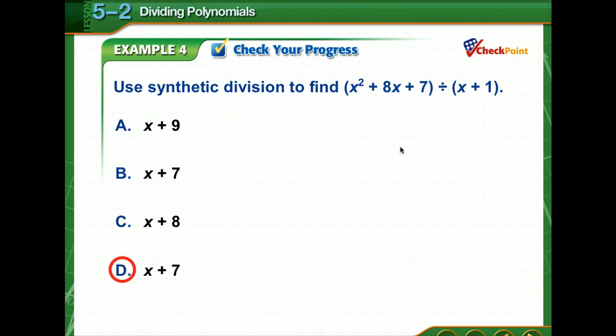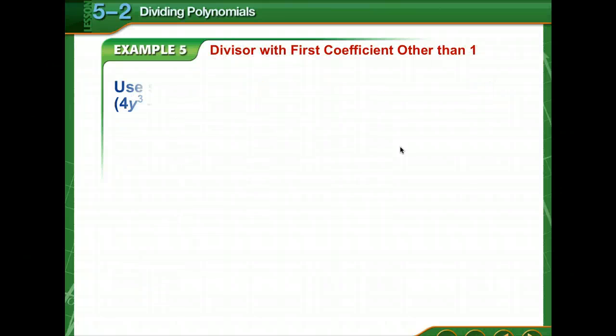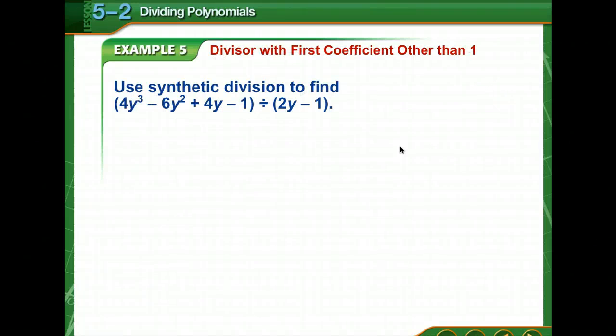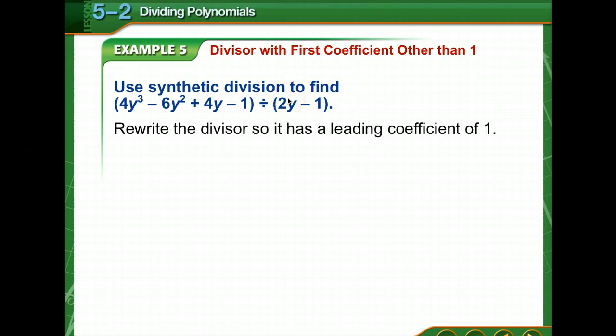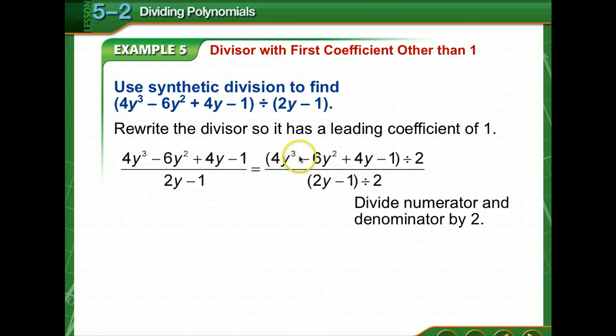Now to use synthetic division, the divisor must be in the form of x minus r, and if the coefficient of x in a divisor is not 1, you can rewrite that division expression so that you can use synthetic division. So notice we've got a problem here. That's not a 1. So in order to use it, we have to divide every term by 2, every one in the numerator and every one in the denominator.